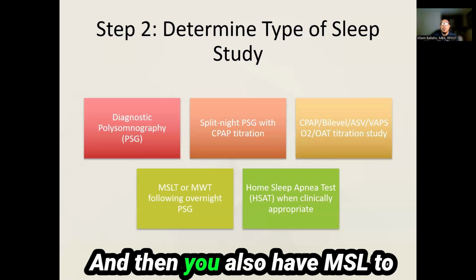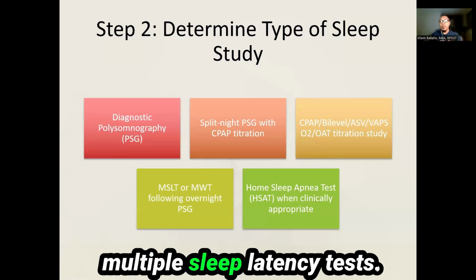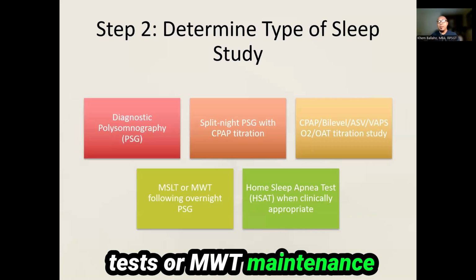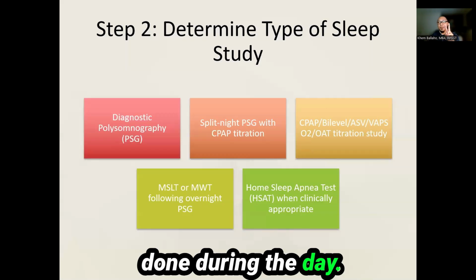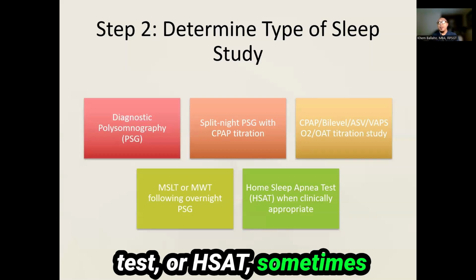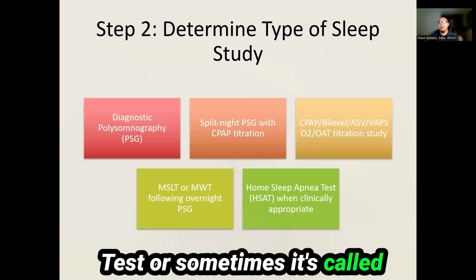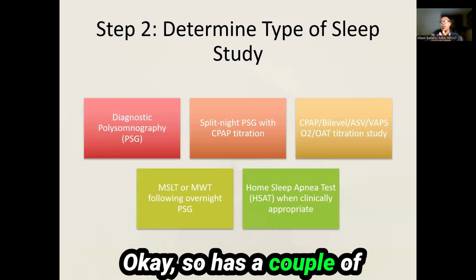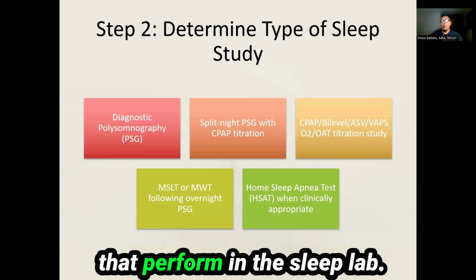All right. And then you also have MSLT or MWT. MSLT is your multiple sleep latency test, or MWT, maintenance of wakefulness test. These two studies are done during the day. Okay. And then another type of sleep study is home sleep apnea test, or HSAT. Sometimes it's called HST, home sleep test, or sometimes it's called OCST, out of center sleep test. Okay, so it has a couple of different names. Anyway, now we talked about the 5 different types of studies that we perform in a sleep lab.